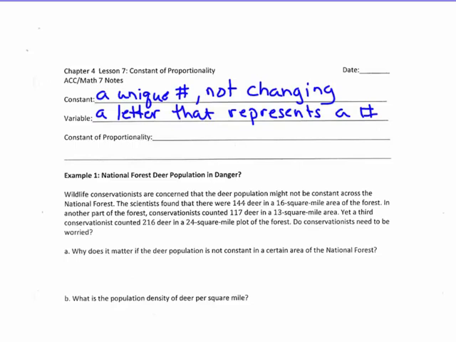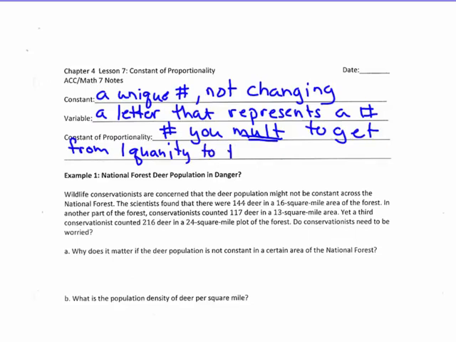We also have what now we're going to be talking about, something called a constant of proportionality. And a constant of proportionality is the number you multiply to get from one quantity to the other. And here's the best part, it's also called the unit rate. It's another name for unit rate. So we dealt with unit rate in the first part of the chapter. Now we're saying, guess what? It has another name. It's also called the constant of proportionality.